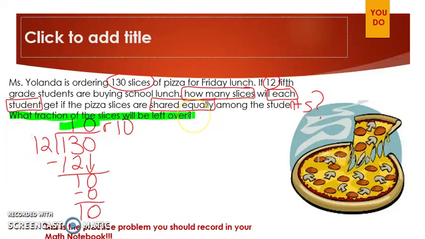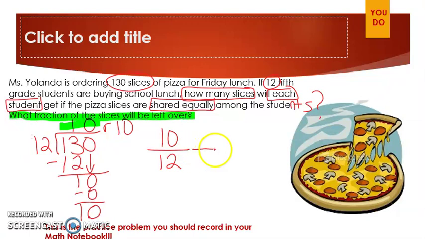So each student is going to get 10 slices, but then we also have a question here, what fraction of the slices will be left over? So the fraction that's going to be left over is 10 slices out of those 12 students. So they each can't have one more slice because we only have 10 left over.